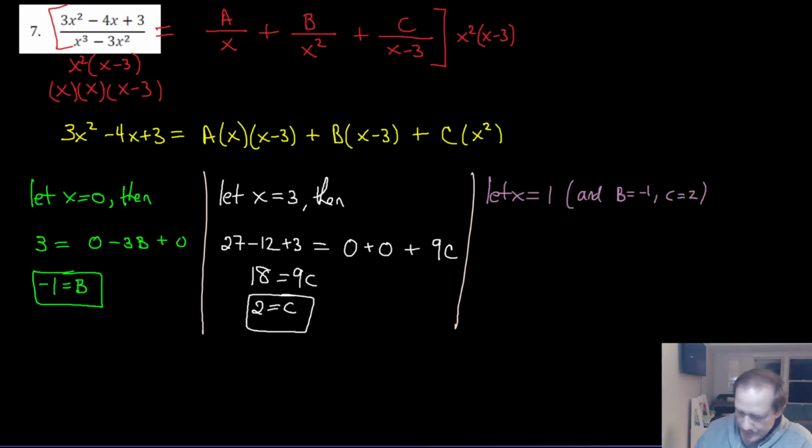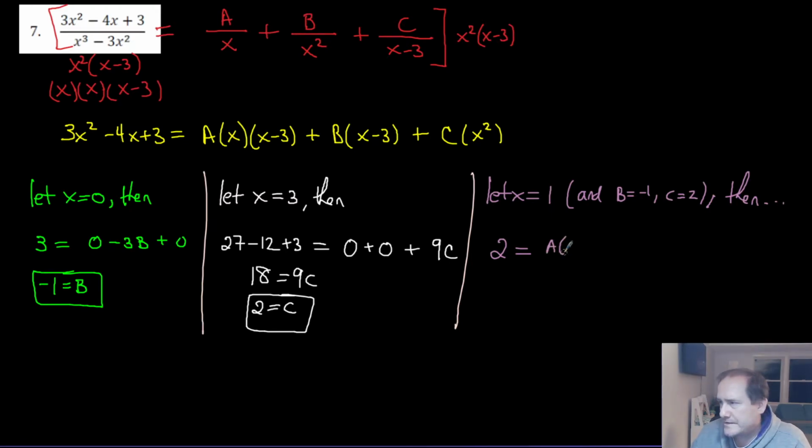Okay, so let x equal 1. Then 1 times 3 is 3, 3 minus 4 is -1, plus 3 is 2, so that'll be 2. Then a is the thing we don't know, but x is 1, so let me just do it the long way.